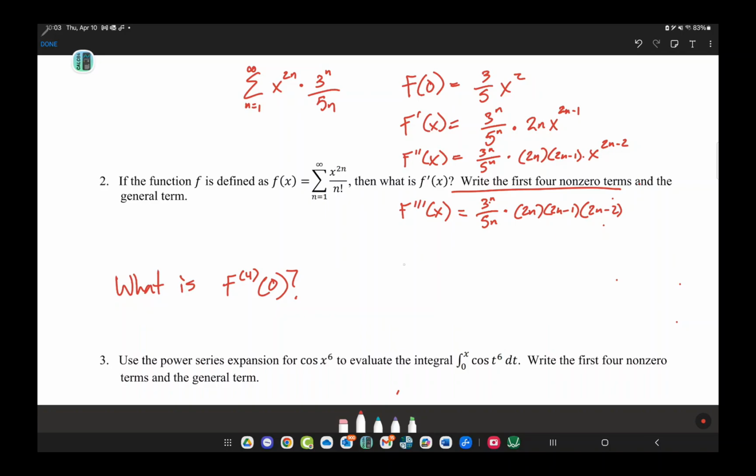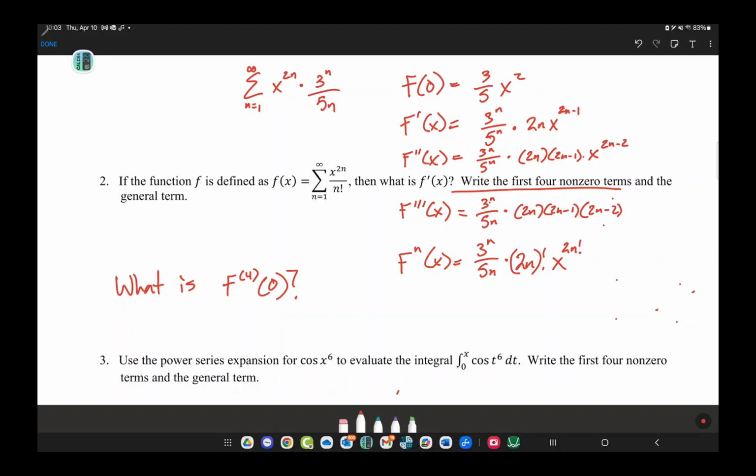So basically, every time I do a derivative, f to the n of x will be 3 to the n over 5 times n times 2n factorial x to the what? X and minus. Yeah. X is equal to 2n minus 1.